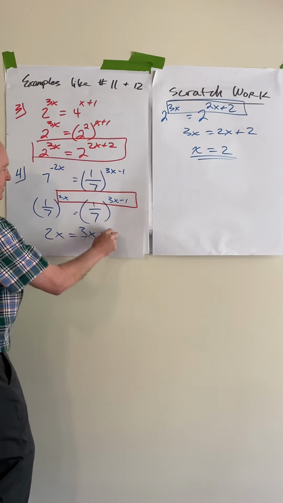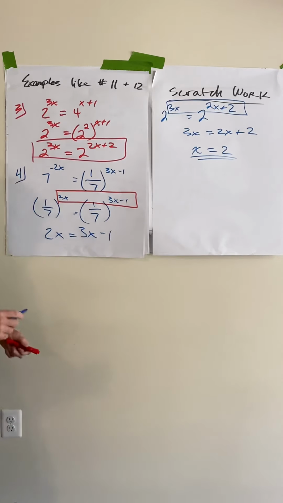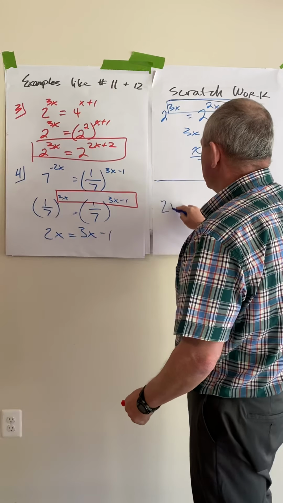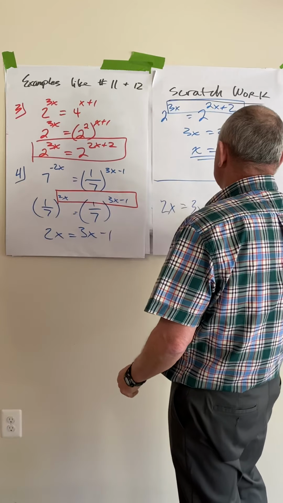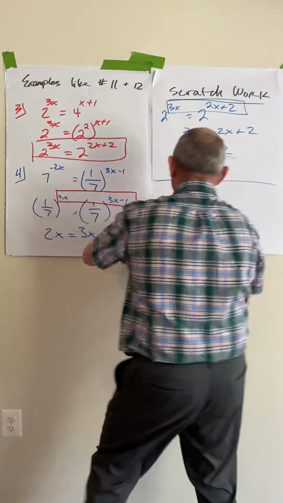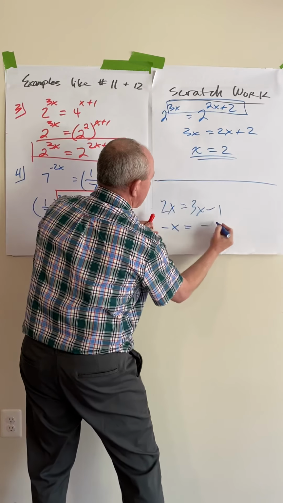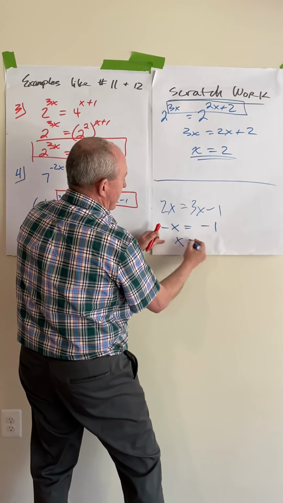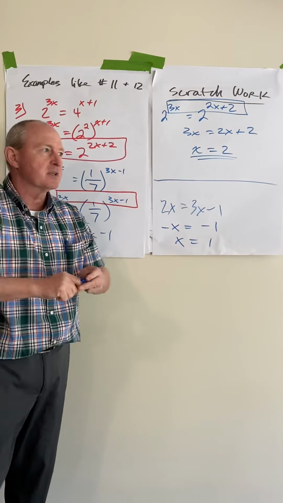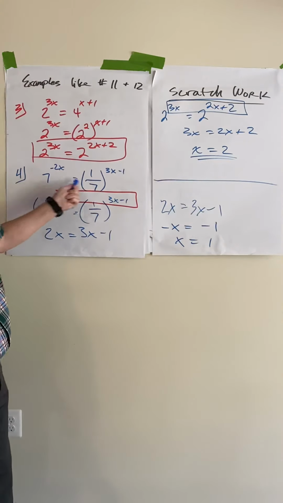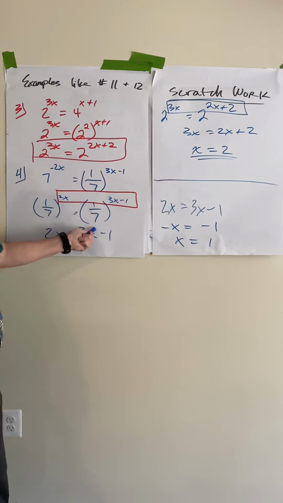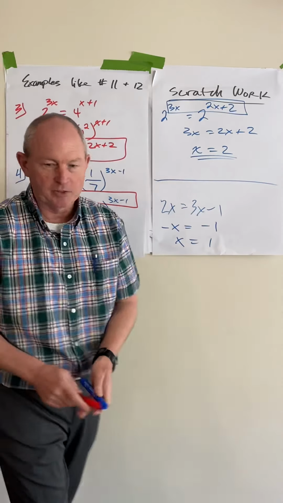equals 3x minus 1. And then if we try and solve that, I'm going to do that over here on scratch work. We got 2x equals 3x minus 1. And if we solve that, we're going to subtract 3x from both sides. If we do that, we got negative x over here equals negative 1. So that would mean x equals 1. So the key to those last 2 problems was getting the bases the same. Rewriting the base so that you have the same base on either side. Then you can set the exponents equal to each other.